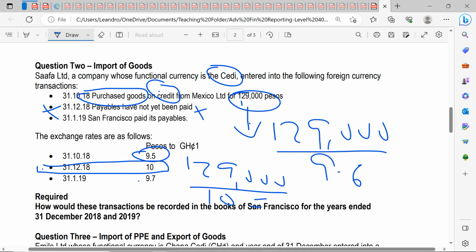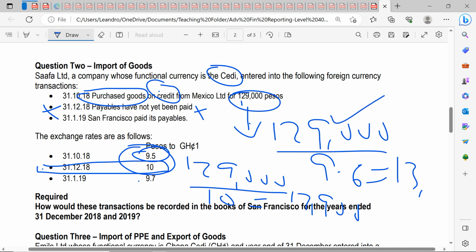So this one gives 12,900 and this one gives 13 something. This is where I say take your calculator and do your calculation. This one gives you 13 something and this one gives you 12,900. And so because of the difference in the rates, we have an exchange difference. And then you need to know, now this is payable. Payable.